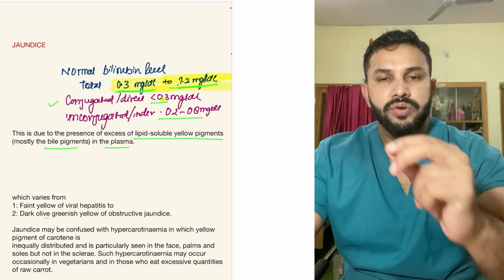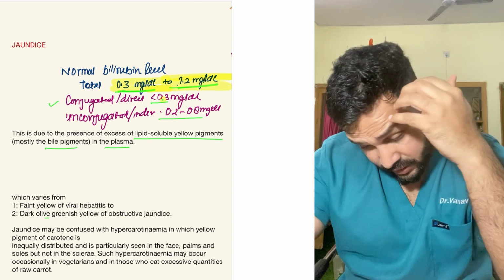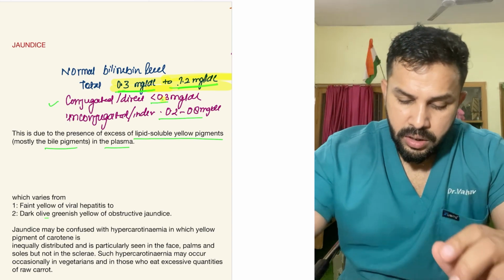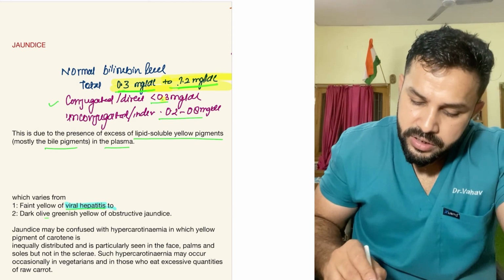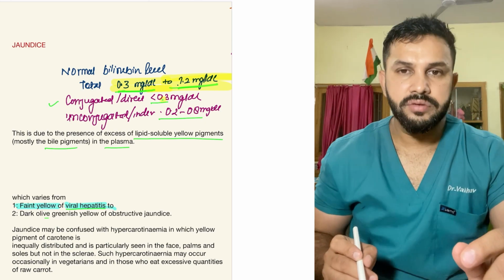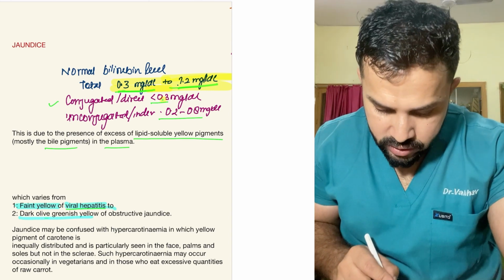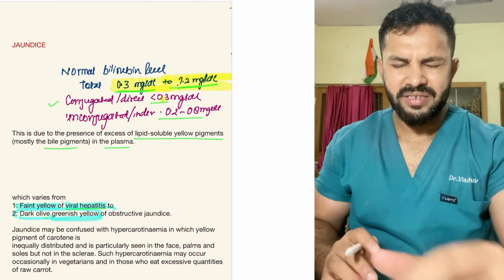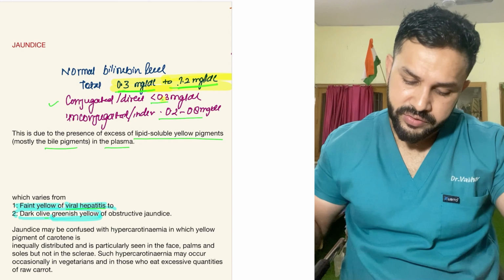So I said there are two types of jaundice. One is obstructive jaundice, another is medical jaundice. Viral hepatitis is medical jaundice. In medical jaundice we have a faint yellow color, and in obstructive jaundice we have a dark olive greenish yellow color. This is just to differentiate, but the main differentiation is the examination and test part.